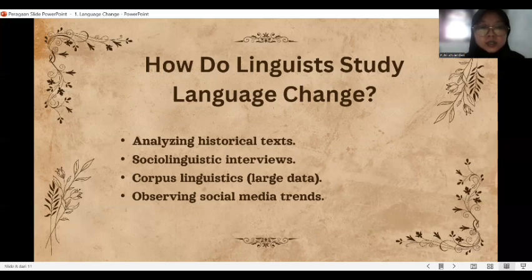And the second is sociolinguistic interviews. Collect speech samples from people of different ages and regions. And the third is corpus linguistics, or large data, analyzing large databases of real language use. The fourth is observing social media trends. Today, platforms like TikTok or Twitter are a source of rapid language innovation.